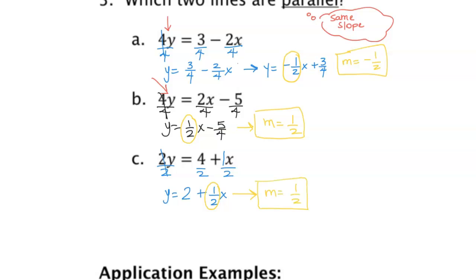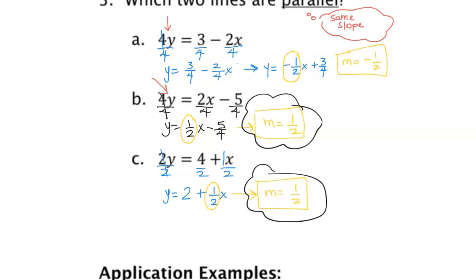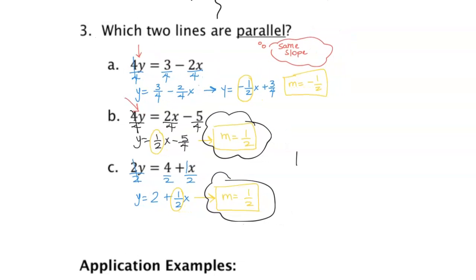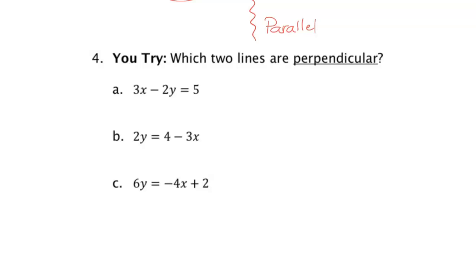Now identify the two that are the same. Well, bingo! Letter B and letter C are the same. They have the same slopes. So in this case, which two lines are parallel? That's B and C. Those are your answers. All right, in number 4, which two lines are perpendicular? So for perpendicular, you should be thinking about opposite reciprocal slopes.